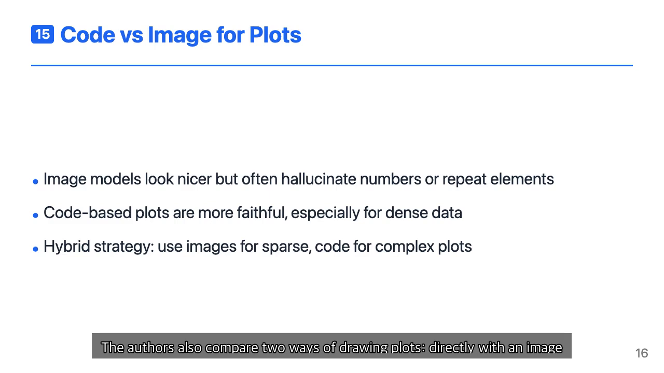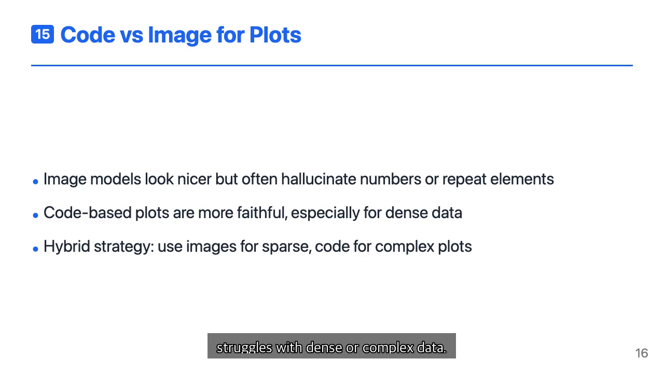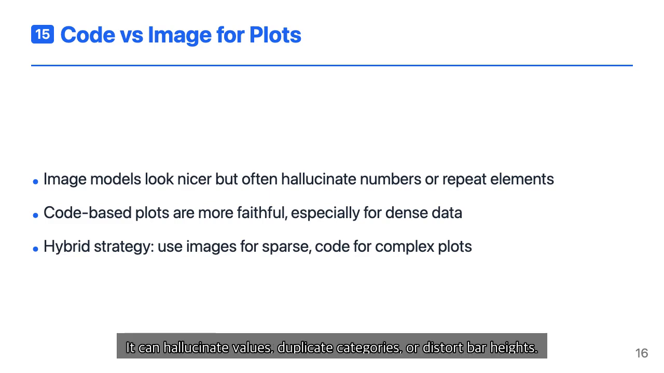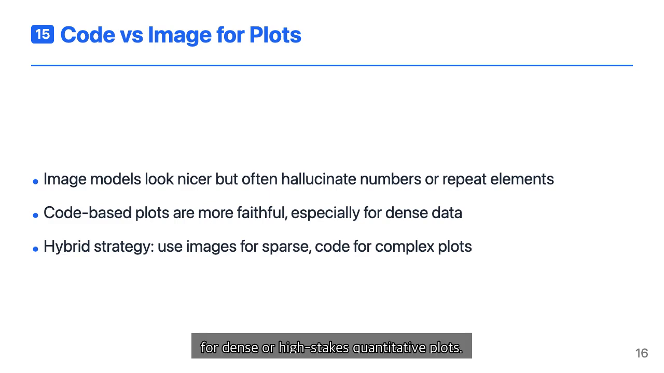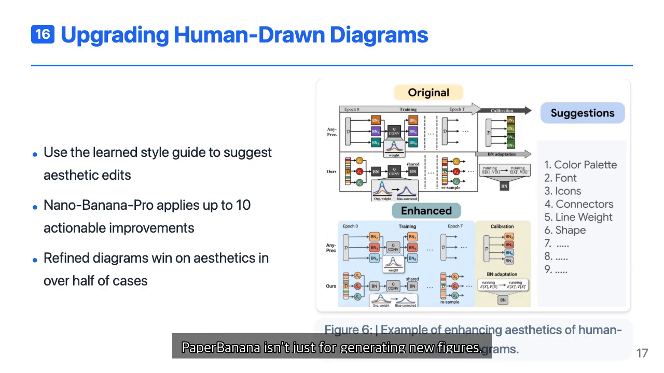The authors also compare two ways of drawing plots, directly with an image model or via code. Image generation tends to produce more visually appealing plots, but it struggles with dense or complex data. It can hallucinate values, duplicate categories, or distort bar heights. Code-based plots, by contrast, are much more reliable on the numbers. The takeaway is that a hybrid strategy makes sense. Use image generation for simple, sparse visualizations where aesthetics dominate, and fall back to code for dense or high-stakes quantitative plots.